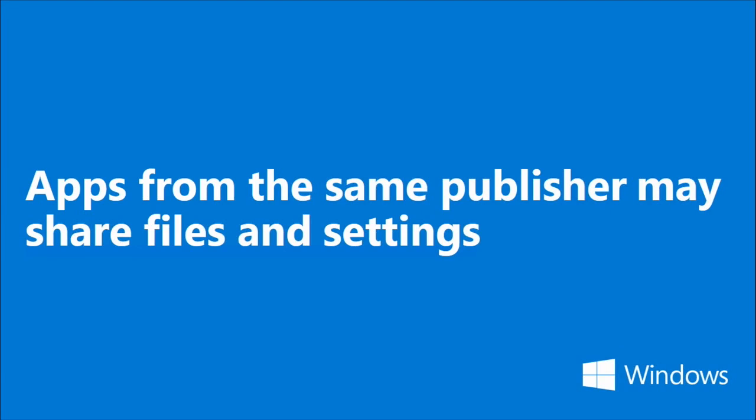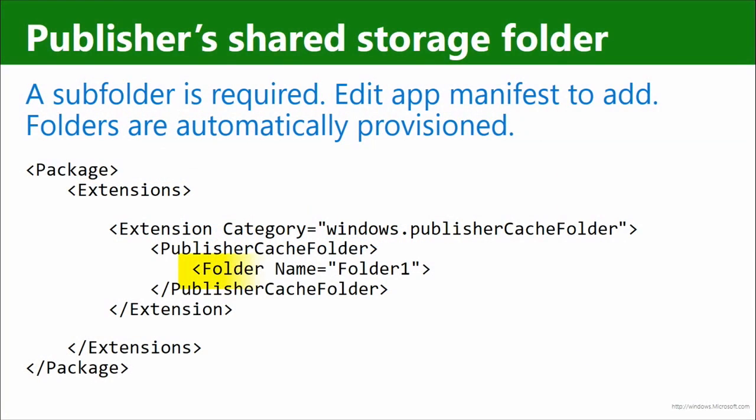And so it's neat that the publisher has the ability to have multiple apps and to share the data across all of those apps. So apps from the same publisher can share files and settings, and that's quite a capability. I mentioned this a couple of times, but here's how you use it. It is just a shared folder. You use storage folder and storage file references to access the files in it, just the same as if it was in local data or roaming data.